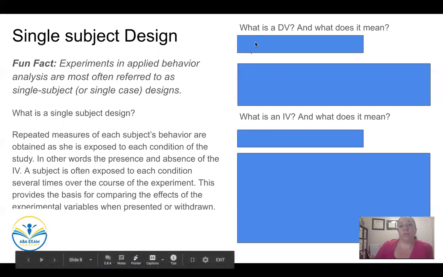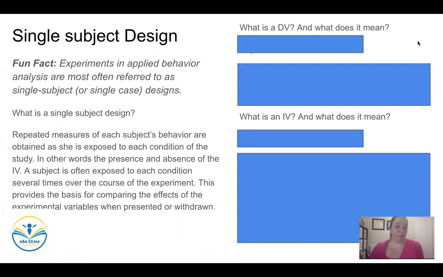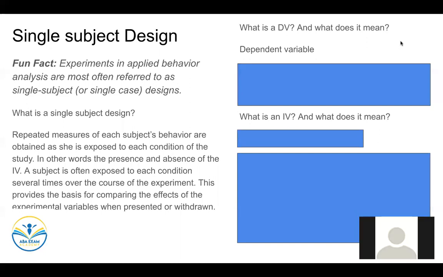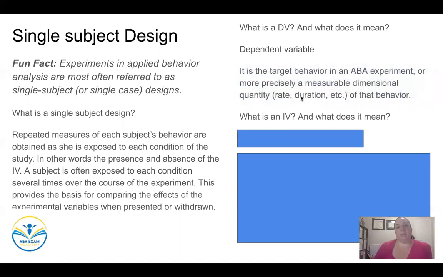Okay. All right. So what is a DV and what does it mean? Tell me what the letters DV stand for first. Dependent variable. Okay. And then what does it mean? Dependent variable is the behavior of interest that's being studied. Yes, it is. It is the target behavior. So it's the same as what you had mentioned. In ABA, more precisely, it is a measurable dimension, quantity, rate, duration, etc. of that specific behavior.